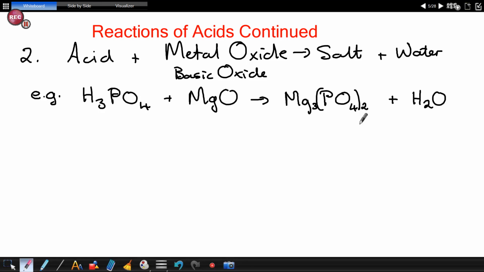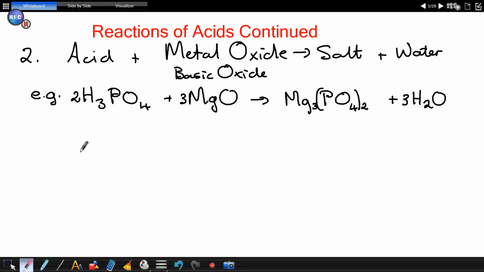Then you need to balance the reaction equation. 2 phosphoric acids, 3 magnesium oxides. How many waters? 6 waters. Yes, it's balanced now.